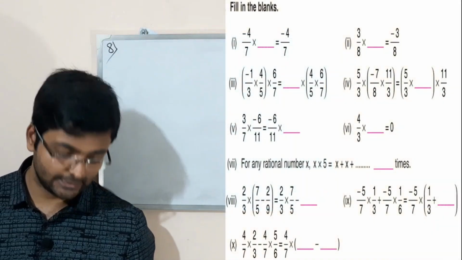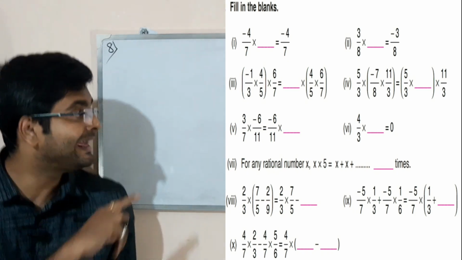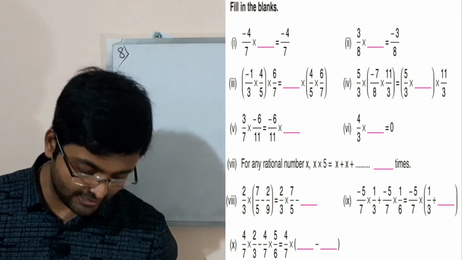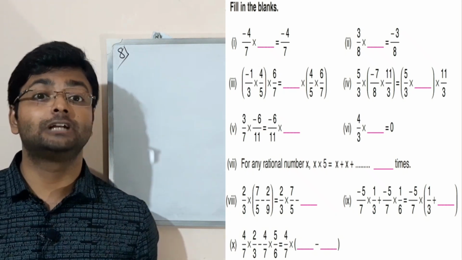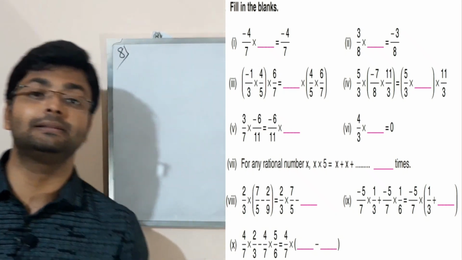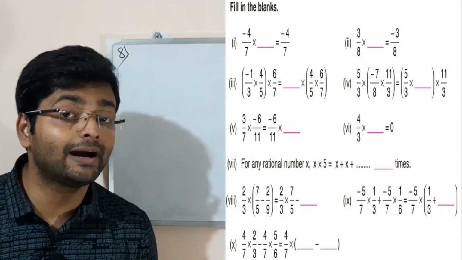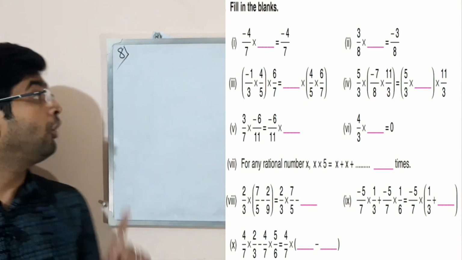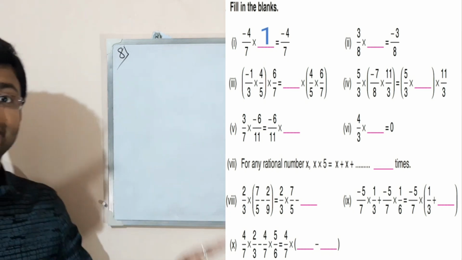Now question number 8, fill in the blanks. First is given, you can see there minus 4 upon 7 into dash. You will get the number itself. So definitely that is the identity element, by the identity element we have to multiply. So what is the multiplicative identity? 1. So if you multiply by 1, you will get the number itself.